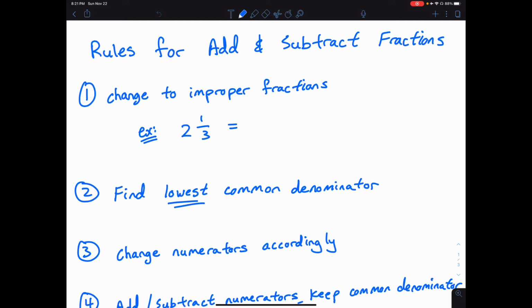Hello everyone. In today's video, we talk about how do we add and subtract fractions. So let's get into it.